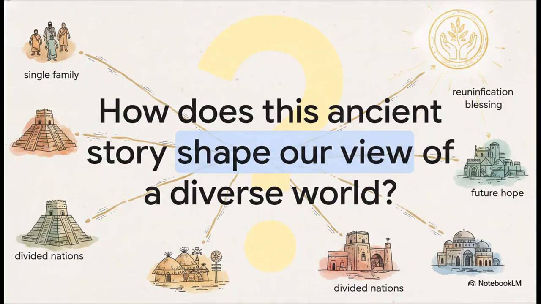And that leaves us with one last thing to think about. This ancient story maps out this incredible journey from unity to division, and then points toward this promised future of redemption for everyone. It's a really powerful way to think about our world. So the question is, how does an ancient origin story like this map of humanity, shape how we view our incredibly diverse world today?